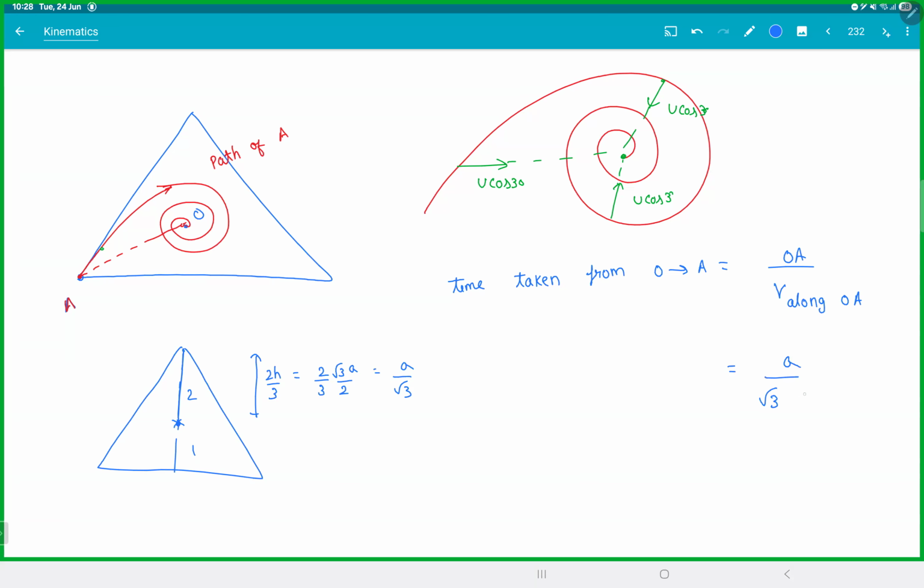What is velocity along OA? u cos 30. u cos 30 is how much? u root 3 by 2. You're done. So the answer is 2a by 3. What is the distance traveled by A? Distance is nothing but speed into time. So this particle A is traveling with speed u for this much time. So distance traveled by A will be simply speed u into time. So that will be 2a by 3. So this spiral which I am drawing, the length of this entire spiral is 2a by 3.